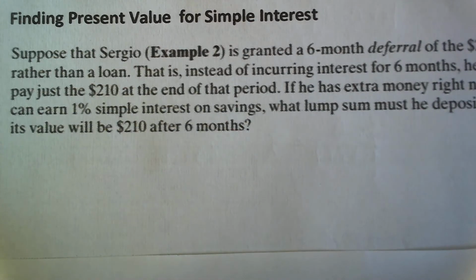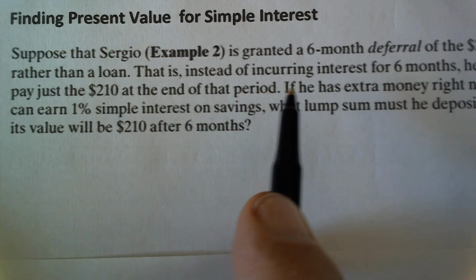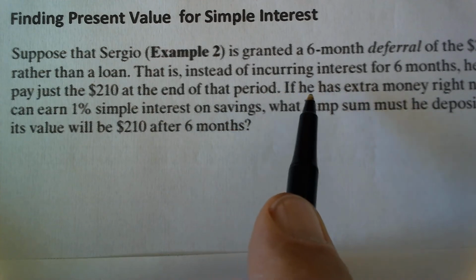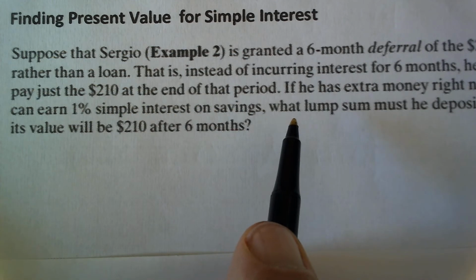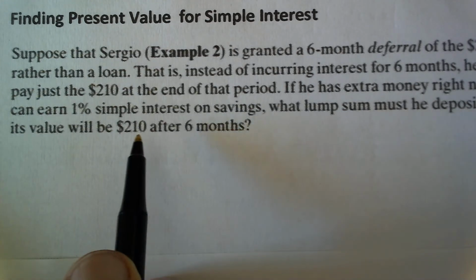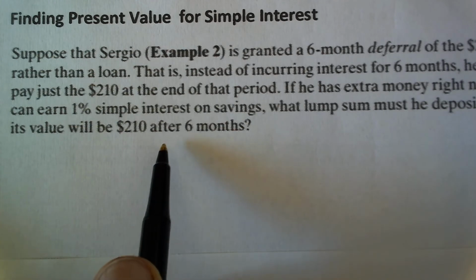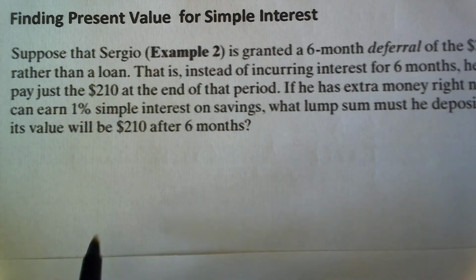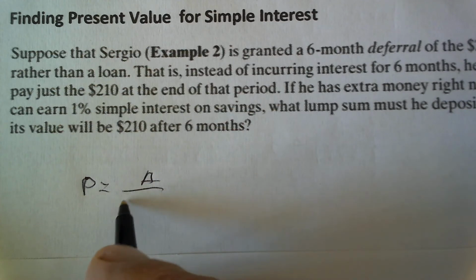Let's apply this to the similar problem we just discussed a moment ago. Suppose that Sergio, in the previous example, is granted a 6 months deferral of the $210 payment rather than a loan. That is, instead of incurring interest for 6 months, he will have to pay just $210 at the end of that period. If he has extra money right now, and if he can earn 1% simple interest on savings, what lump sum must he deposit now so that his value will be $210 after 6 months? Okay, so that's an application of the present value formula. And remember that P equals the future value, A, divided by 1 plus RT.